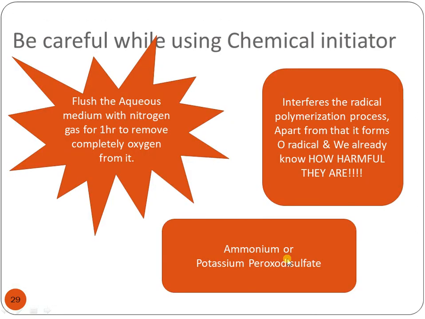Now, when we are using a chemical initiator, we should be careful. First of all, we should flush the aqueous medium with nitrogen gas for 1 hour to completely remove oxygen from it, as oxygen interferes with the radical polymerization process. Apart from that, a chemical initiator forms O radicals, which we know are very harmful. Examples are ammonium and potassium peroxodisulfate.